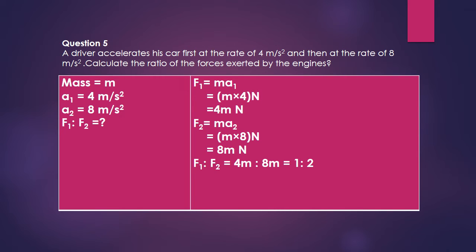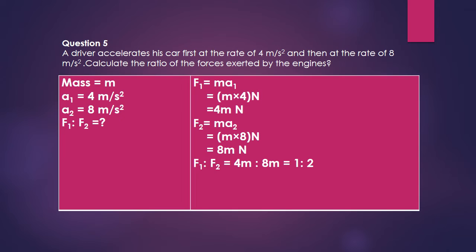Eventually you will see at the end that it is not that important, because in any question related to ratio, many of the variables get cut off. So mass is m. The first acceleration a1 equals 4 meter per second square. The second acceleration a2 equals 8 meter per second square. We have to find the ratio of the first force F1 and the second force F2, so F1 is to F2.